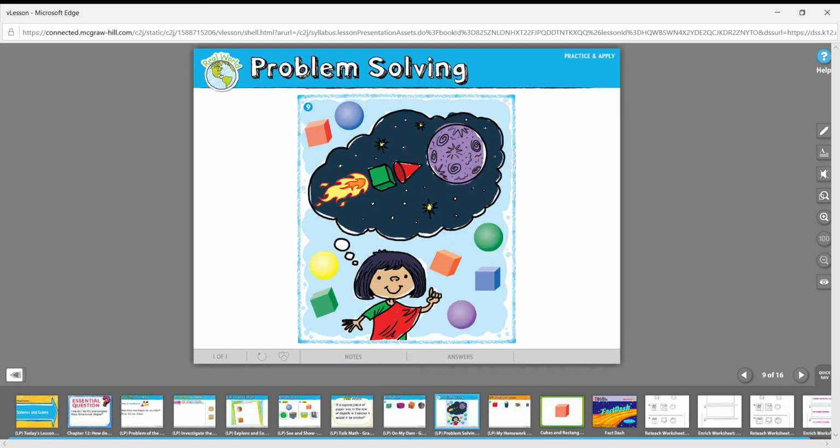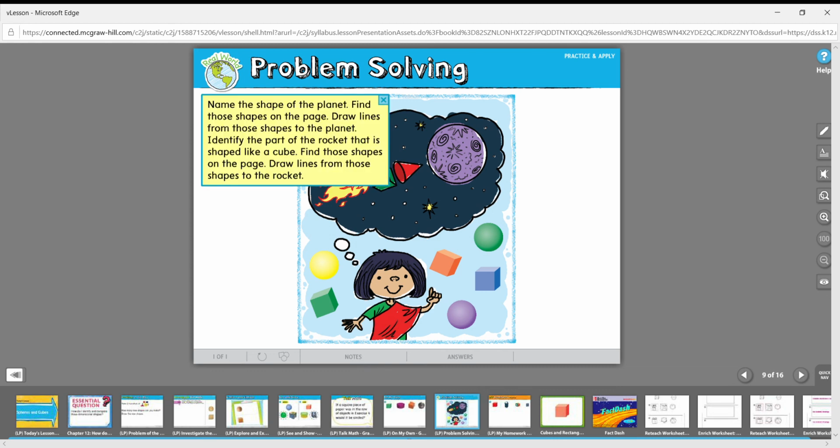The last page is the problem solving. Look at those great shapes. They can make something. The cube and the cone are making something that looks like a rocket ship. So, name the shape of the planet. Here's the planet. It's purple. What is the shape of the planet? That's right. The shape of the planet is a sphere. You're going to draw lines from the sphere shapes down here up to the planet. Identify the part of the rocket that is shaped like a cube. Find those shapes on the page and draw lines from those shapes to the rocket.